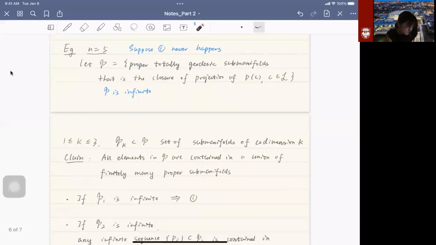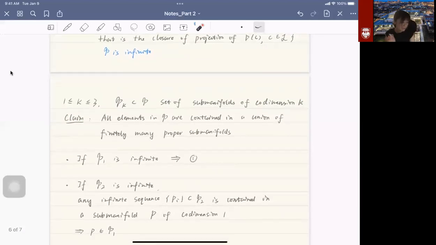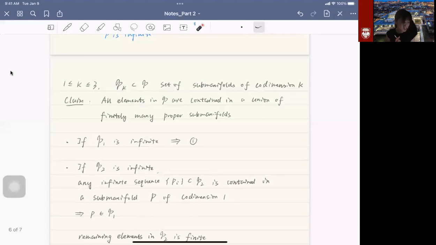So P is infinite, and in this case, n is equal to 5. So the codimension of each submanifold can be from 1 to 3, because the dimension is from 2 to 4. Okay, we let P_k be the subset of P which contains submanifolds of codimension k. Okay, that's all the notations. And we claim that all the elements in P are contained in a union of finitely many proper submanifolds.